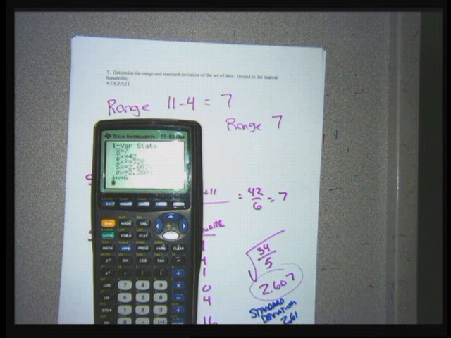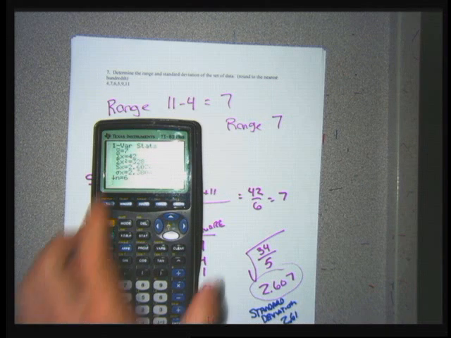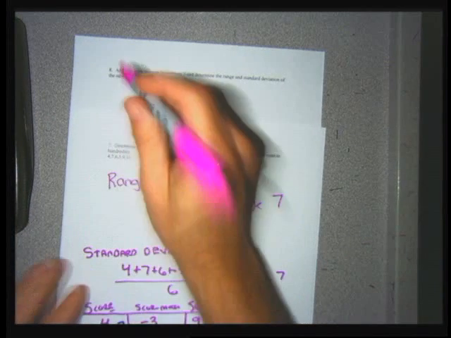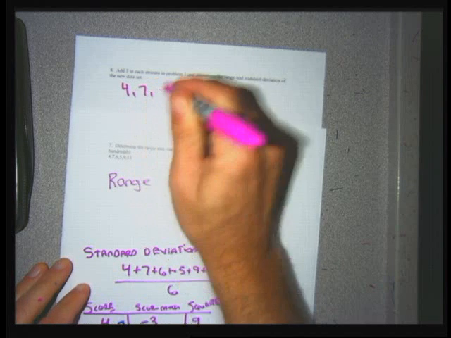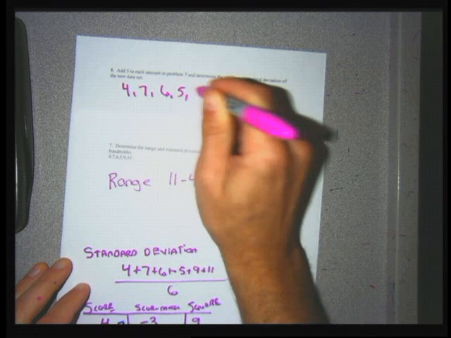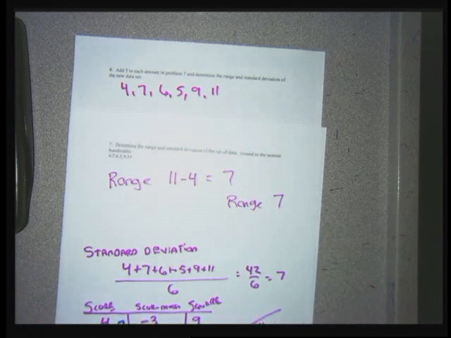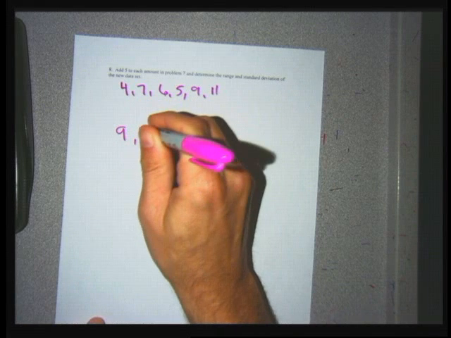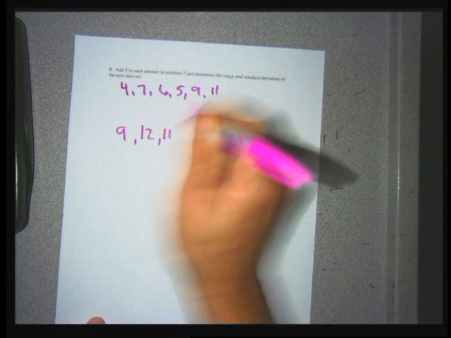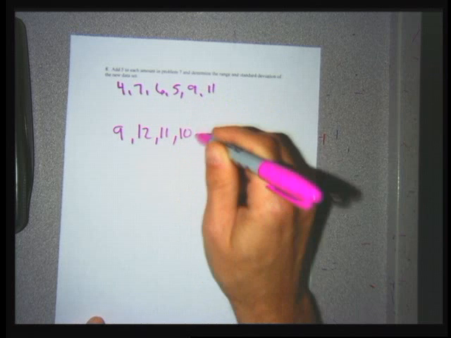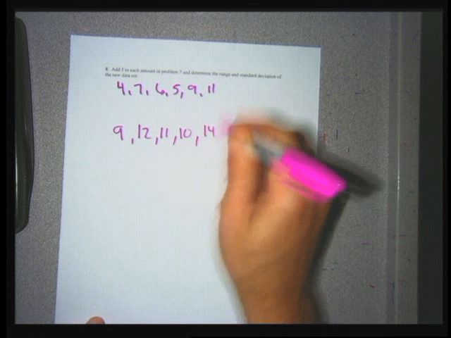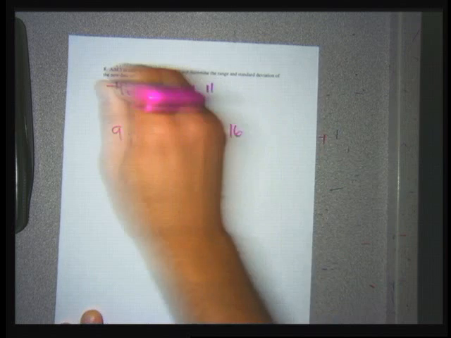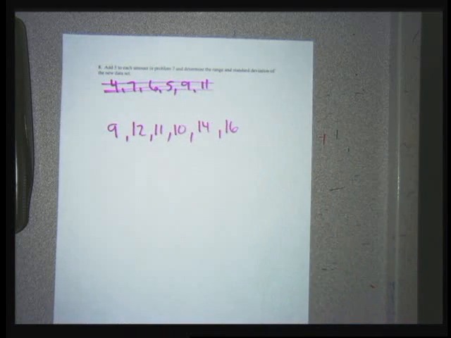Okay, so now let me do problem 8. Problem 8 basically says take all the data pieces and add 5 to each. So the data in number 7 was 4, 7, 6, 5, 9, and 11. I'm going to add 5 to each one of these. So the 4 is now going to become a 9. The 7 plus 5 is 12. 6 plus 5 is 11. 5 plus 5 is 10. 9 plus 5 is 14. 11 plus 5 is 16. So that's adding 5 to each of the pieces of data in the set.